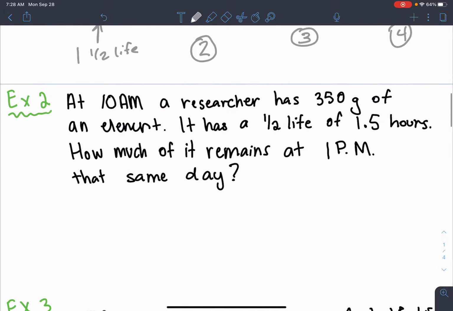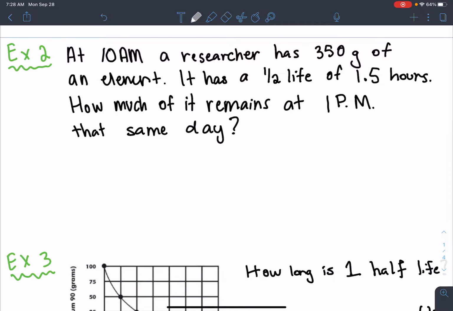Alright, let's look at the second example. The second example says that at 10 a.m. a researcher has 350 grams of an element. It has a half-life of 1.5 hours. How much of it remains at 1 p.m. that same day? So again, let's highlight our important information. So we have 10 a.m. is when we're starting, and our starting weight is 350 grams, and then it's going to have a half-life of 1.5 hours, and our ending time is 1 p.m.